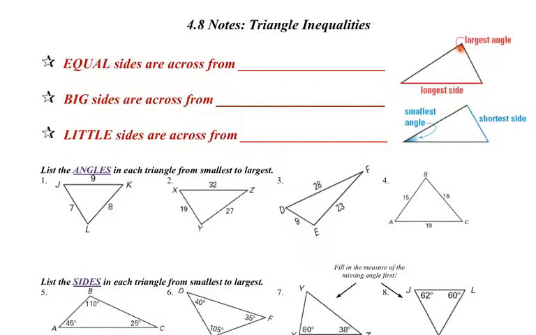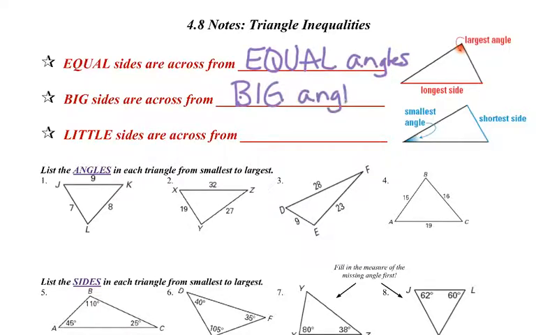For the last section in Chapter 4, we're talking about inequalities within one triangle. So we're going to use that idea that sides are across from angles. We've talked about that before. A side is across from an angle, and equal sides are going to be across from equal angles. Big sides are across from big angles. What do you think little sides are across from?